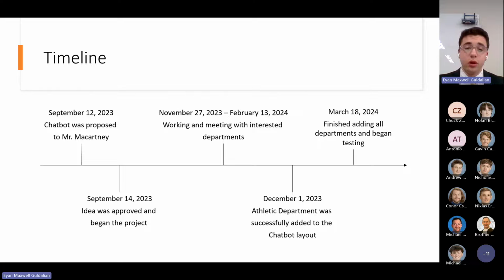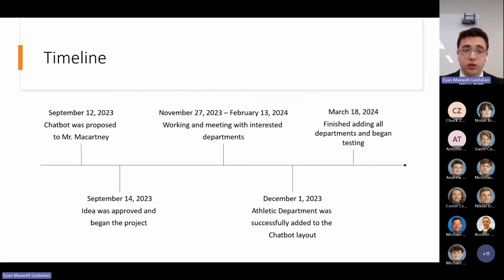I ended up meeting with a few departments in person because there were some uncertainties and they wanted to ask me some additional questions. Another key date was November 23rd to the 13th of February. This was a really solid chunk of time when I was working on the project, meeting with departments and just getting work done on the chatbot.